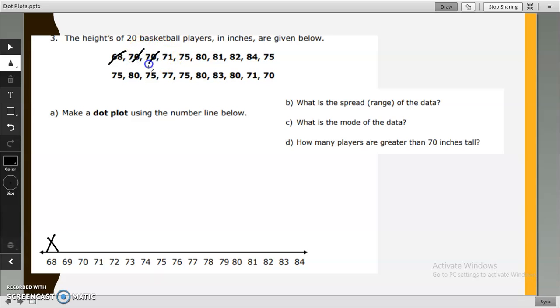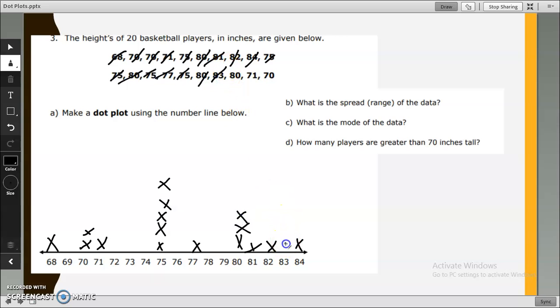I have 2 70s. I see that off the bat, so I'm going to go ahead and just put 2 70s, 71. I have 75. I have 80. I have 81. I have 82. I have 84. I have another 75, and another 75. I have another 80, another 75, a 77, another 75, an 80, an 83, another 80, another 71, and a 70.